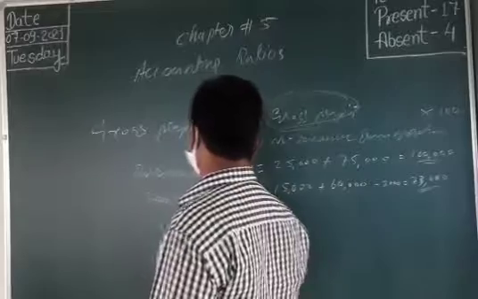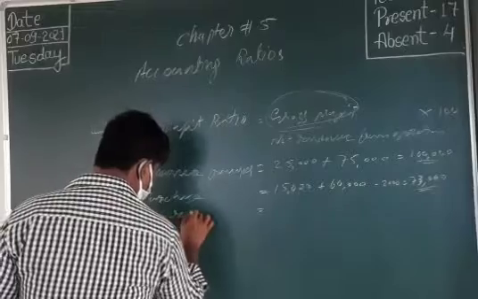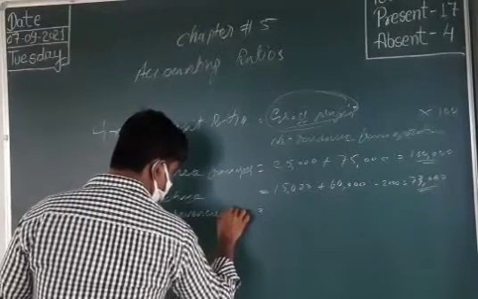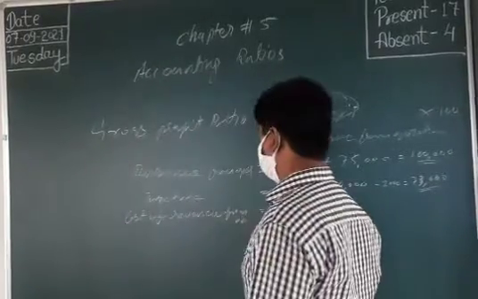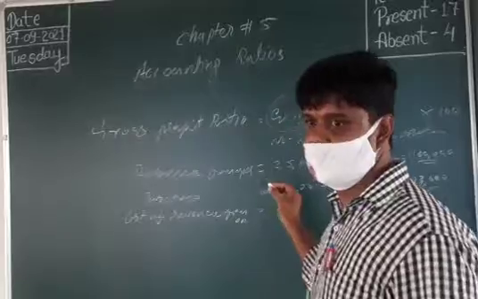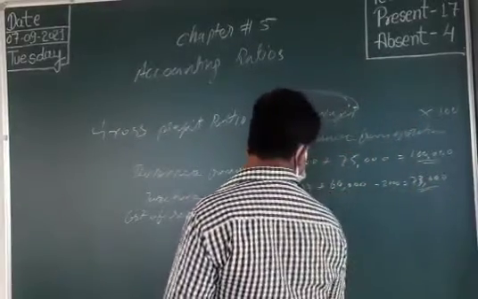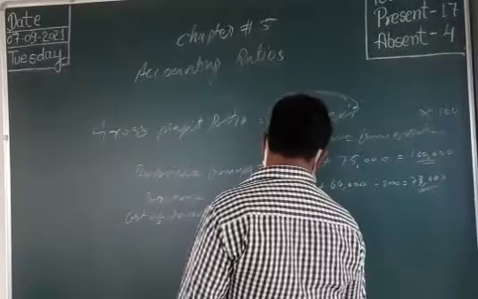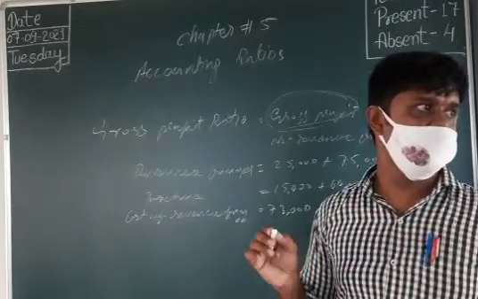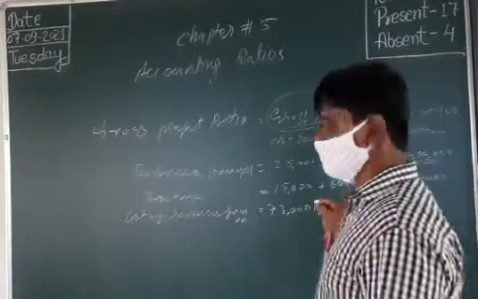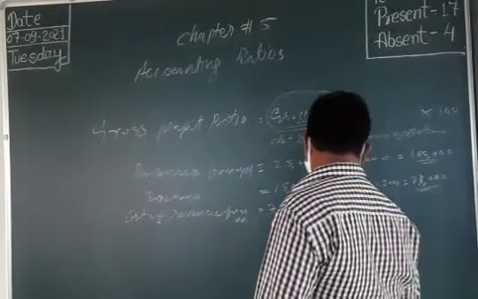What are the cost of revenue from operation items? How much is that? Purchase: the purchase amount we already got, 73,000, plus 10,000. What is that amount? Decrease in inventory. Inventory is reduced, that is 10,000.